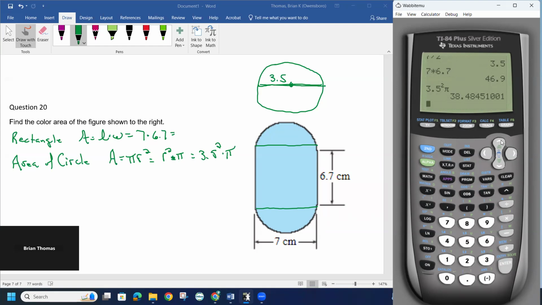So now I can add these together. I can highlight the 46.9, hit enter, and then hit the plus sign, and then go up here and highlight the 38 point something, hit enter. And then if I hit enter again, it'll add them together for me and get 83.38 something. I don't know how far around this one. Let me pause for a second and see where the rounding was.